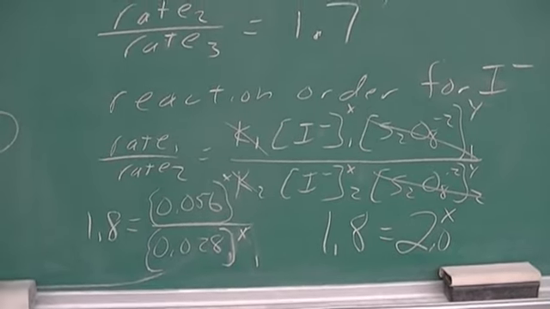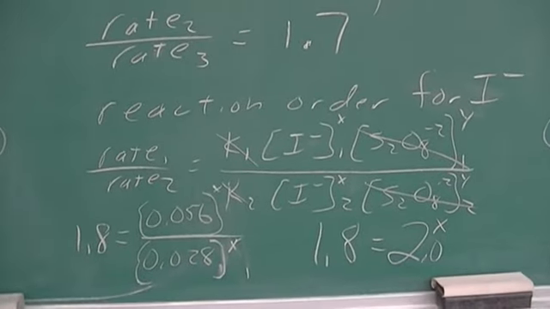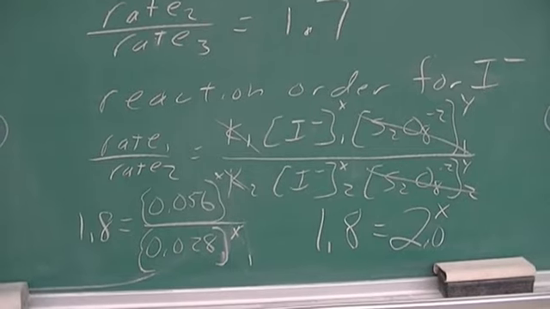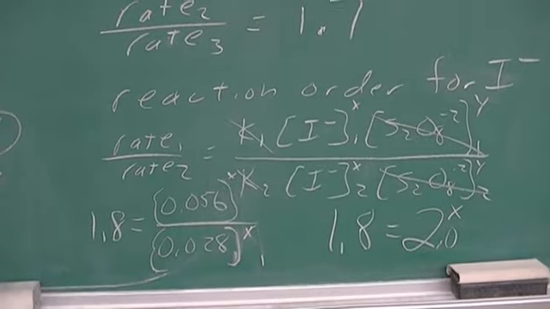All right, so the rate 1 divided by rate 2, we have that. That's 1.8. Now the rate constant is exactly that. It is a constant. We did not change the temperature, and so the only thing that can change our rate constant is changing the temperature.